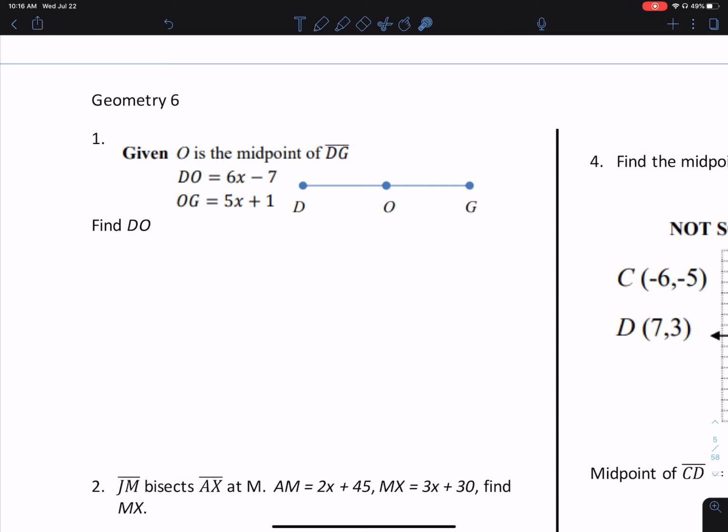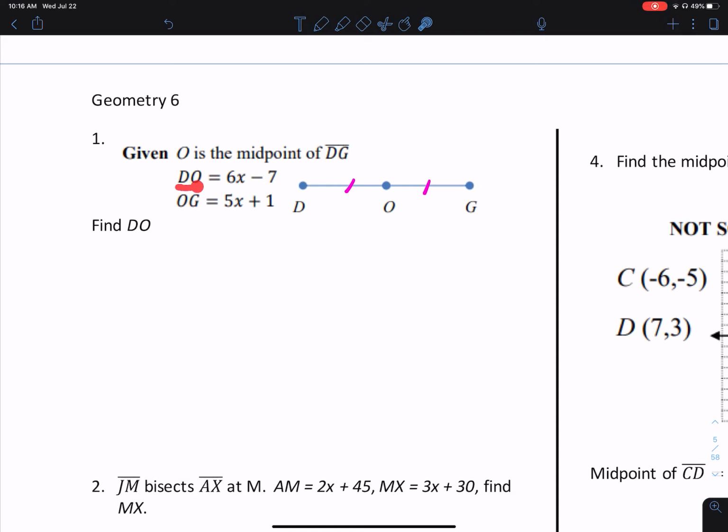So let's read the problem. Given O is the midpoint of segment DG. Now, is that information, O is the midpoint of segment DG, currently in the picture? It is not. It shows that O is between D and G. It does not show it's the midpoint. To show it's the midpoint, we put the same number of dashes on either side of the O. Now the picture shows that segment DO is congruent to segment OG.